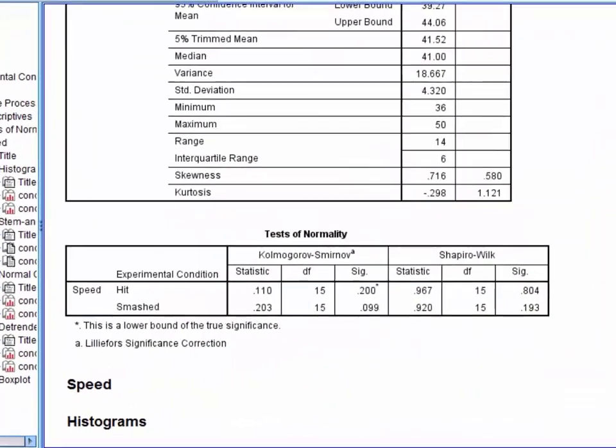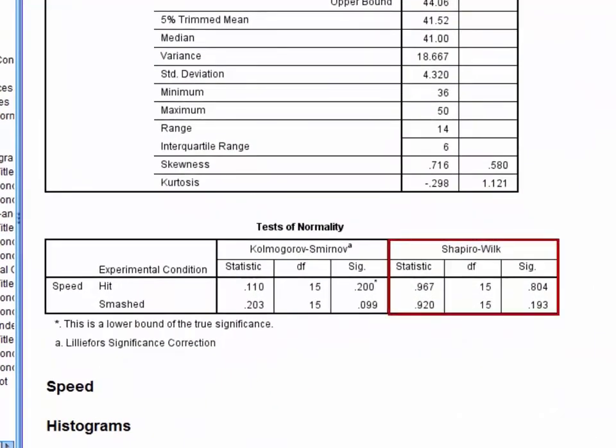Now the Shapiro-Wilk test tests the null hypothesis that the data was sampled from a normally distributed population. Obviously you don't want to have to reject this null hypothesis, so you want this test to be non-significant, and it is here for both conditions.